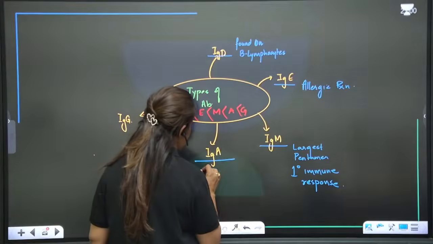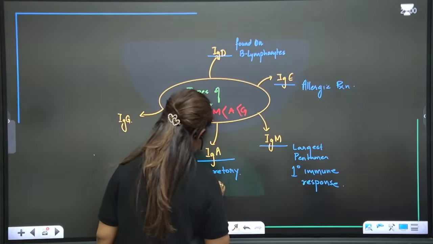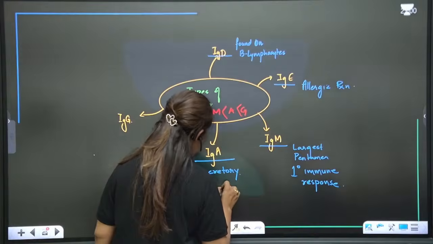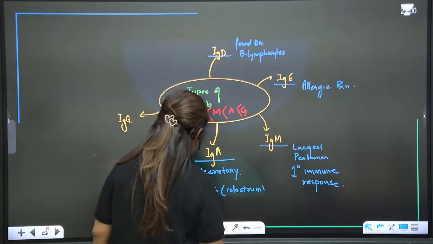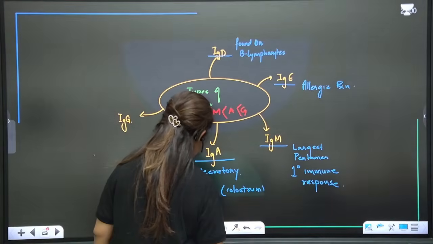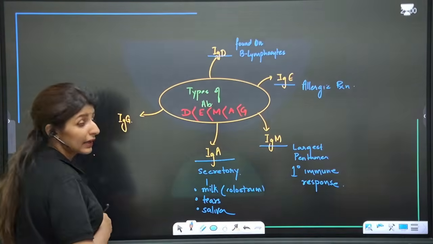IgA is the secretory antibody found in milk, that is colostrum, then tears, saliva, right? That is why secretory.